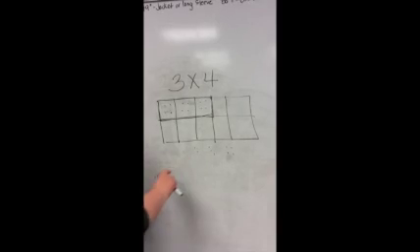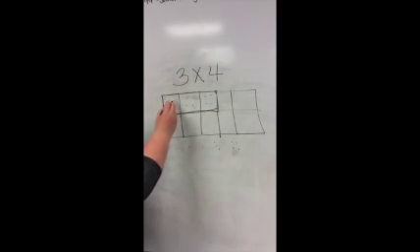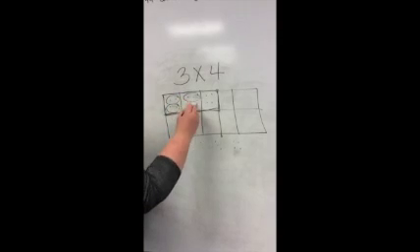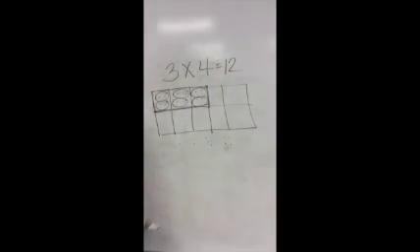So we encourage our kiddos to use the most effective way to count their dots. So for example, this one may be counting by 2s. 2, 4, 6, 8, 10, 12. So 3 times 4 would equal 12.